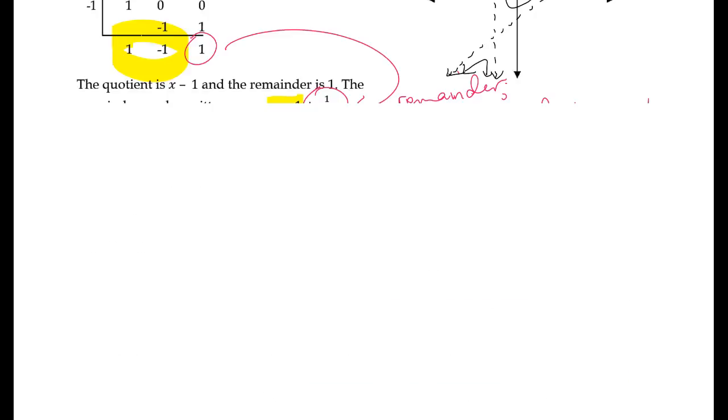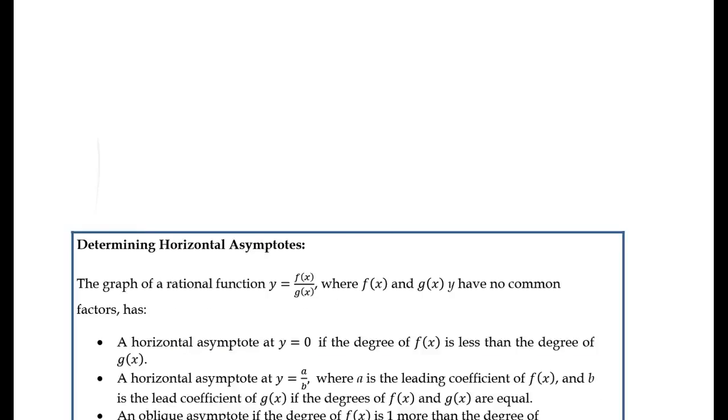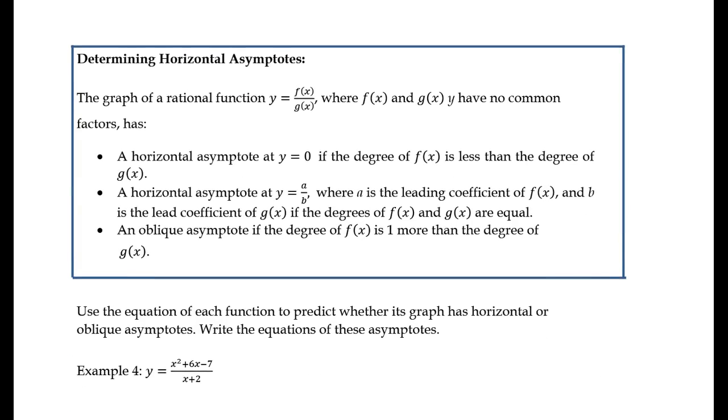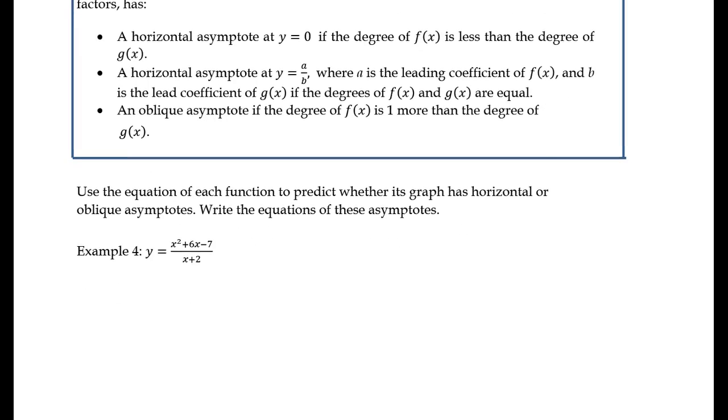So that's what we saw in our second example here. Again, it was at 2 because it's 2 divided by 1. Leading coefficients mean your highest degree term. And finally, we get an oblique asymptote if the numerator is 1 more degree than the denominator. We're not going to deal with anything higher than that, so you don't need to worry about, say, a cubic divided by a monomial or a linear function.